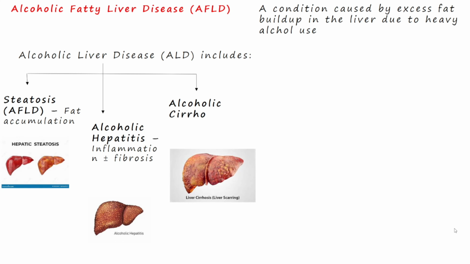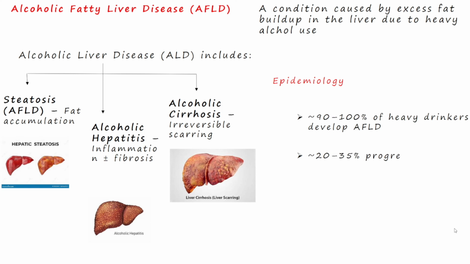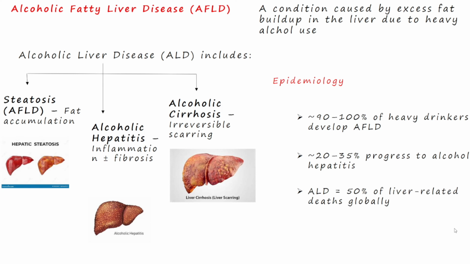Alcoholic fatty liver disease, AFLD, the focus of today's video, is the earliest and most reversible stage. AFLD is highly prevalent among heavy drinkers, and although it may seem benign initially, it has the potential to progress. Alcoholic liver disease accounts for up to half of all liver-related mortalities worldwide. Alcoholic fatty liver disease can occur within weeks of binge drinking.